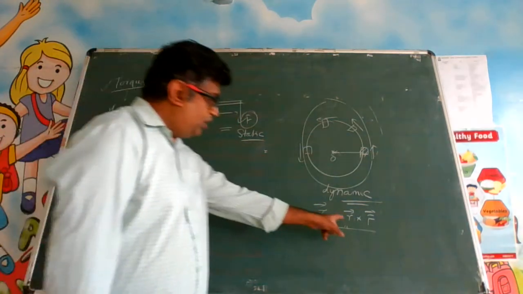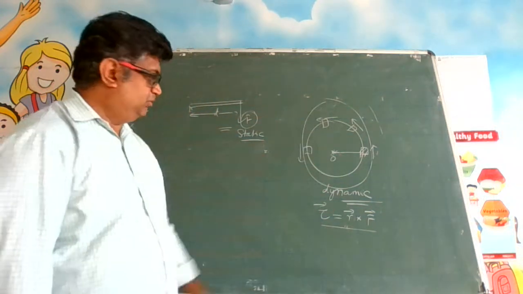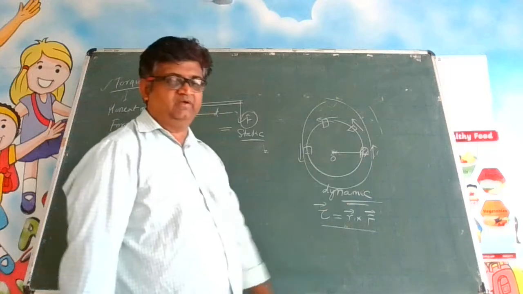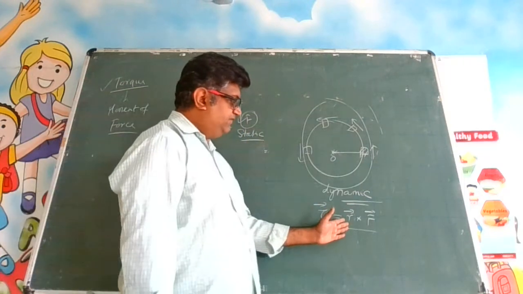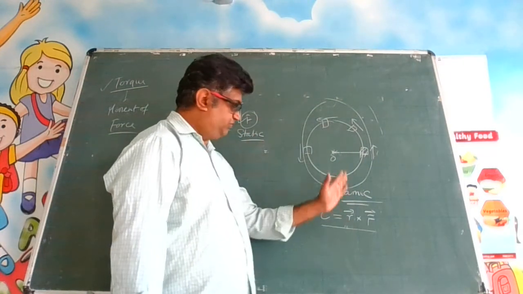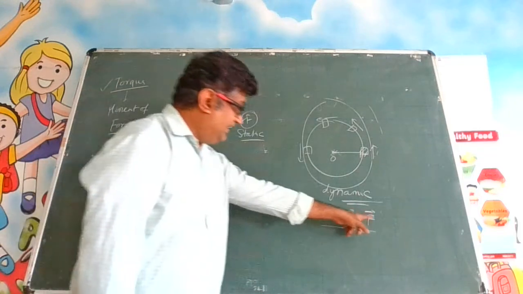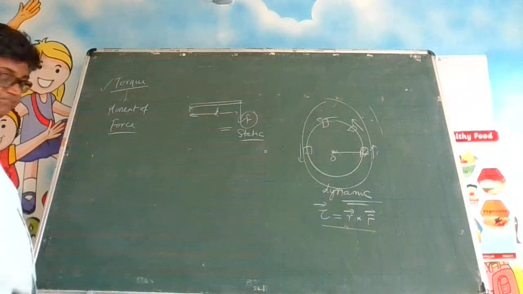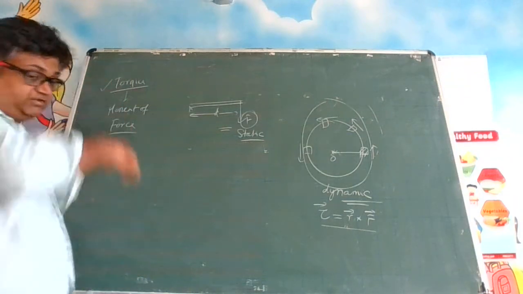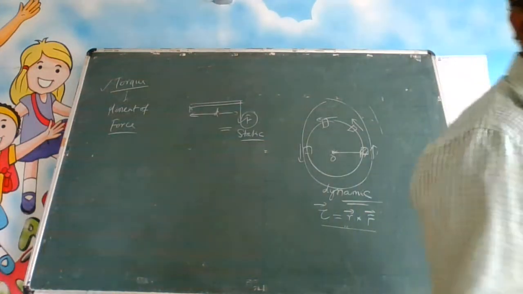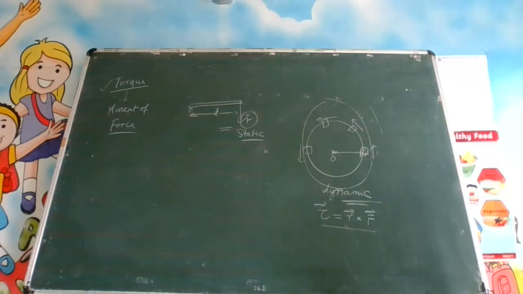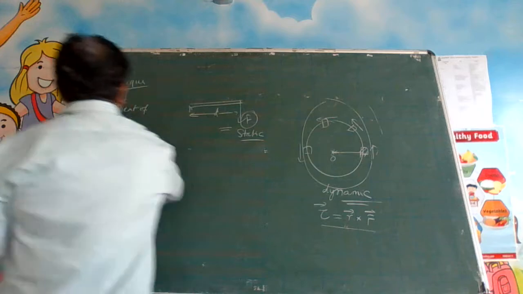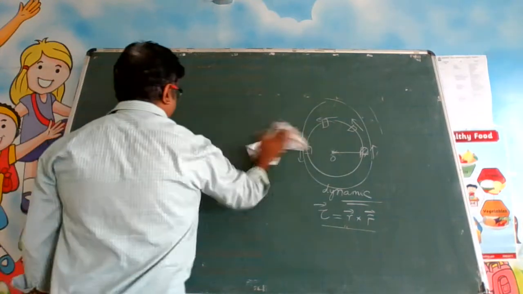And this order is very important. You cannot write F cross R. It is R cross F. It has to start from the R vector, so first the R vector should be written. If you write F cross R, you should put a minus. So torque basically is defined as R cross F, where R is the radial vector.